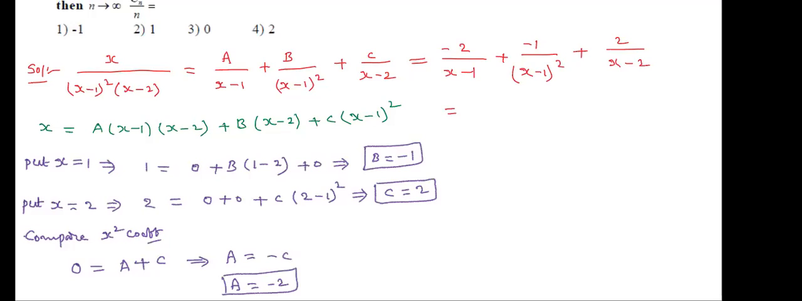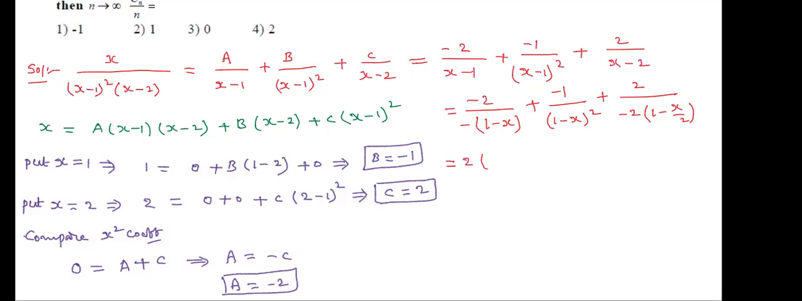That is equal to, here minus 2 divided by, take minus common, convert in the form of like this, 1 minus x, plus minus 1 by x minus 1 whole square, 1 minus x whole square, both are same, plus 2 by, take minus 2 common, remaining is 1 minus x by 2. Okay. Now here minus minus cancel, remaining 2, denominator send it to numerator. So we get 1 minus x whole power minus.